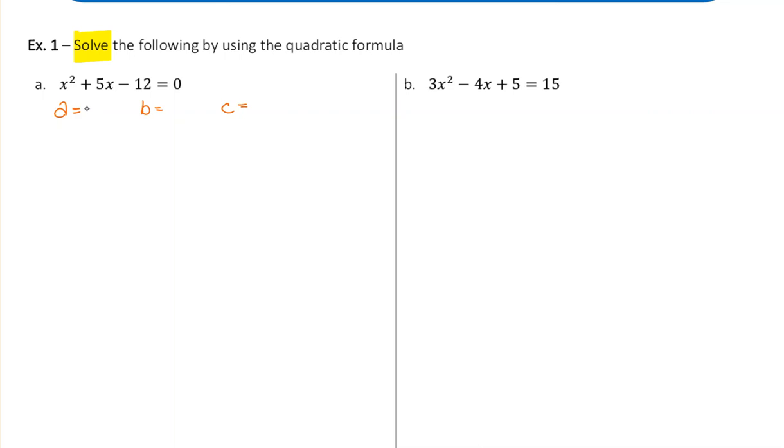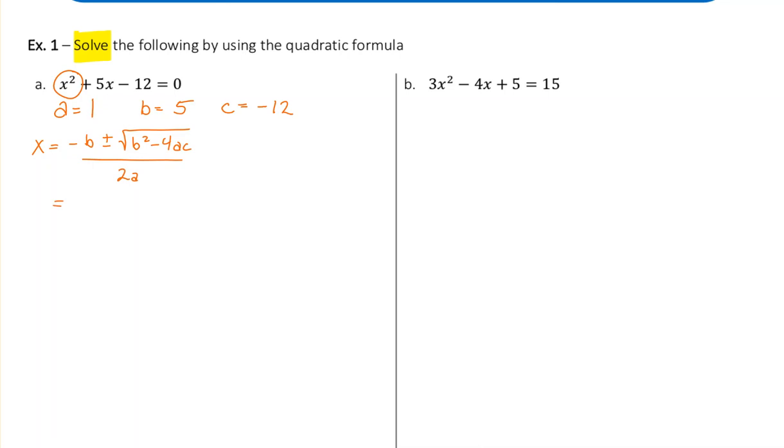Our a value is the coefficient in front of our x squared term. There's no coefficient, so you can assume a is 1. Our b is our coefficient in front of our x term. Here that's positive 5. And our c is our constant, or our value at the end of our equation, and it is negative 12. Now you want to write out the quadratic formula, without looking: negative b plus or minus the square root of b squared minus 4ac, divided by 2a. One of the bigger formulas you work with in high school math.